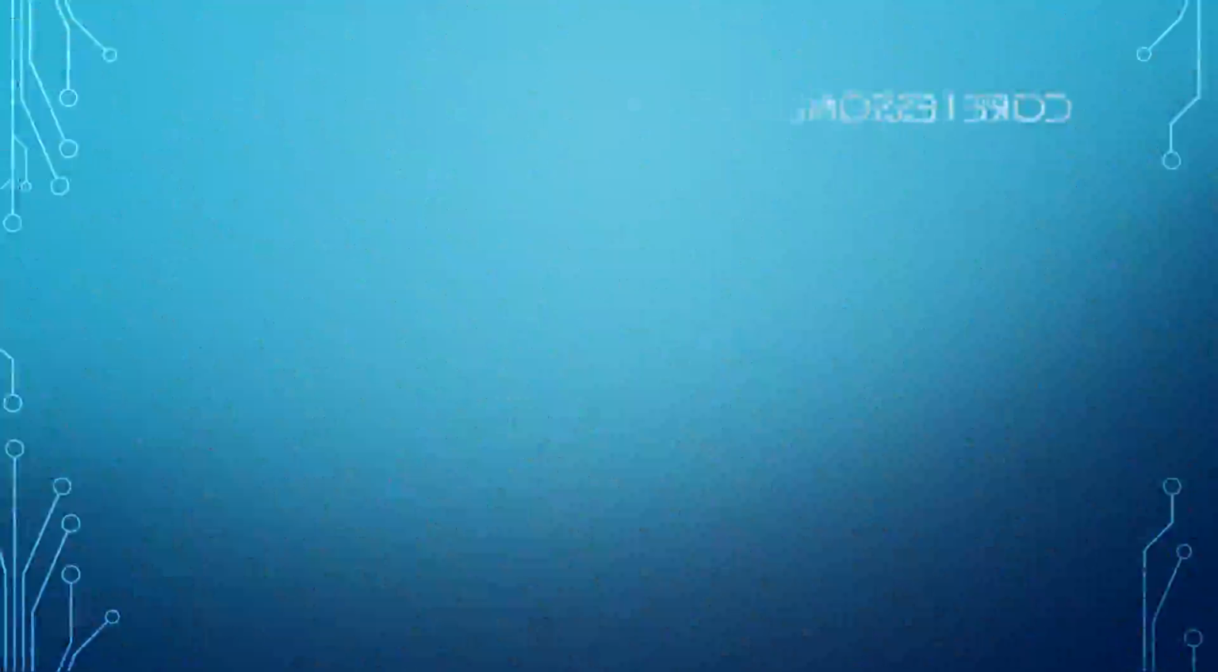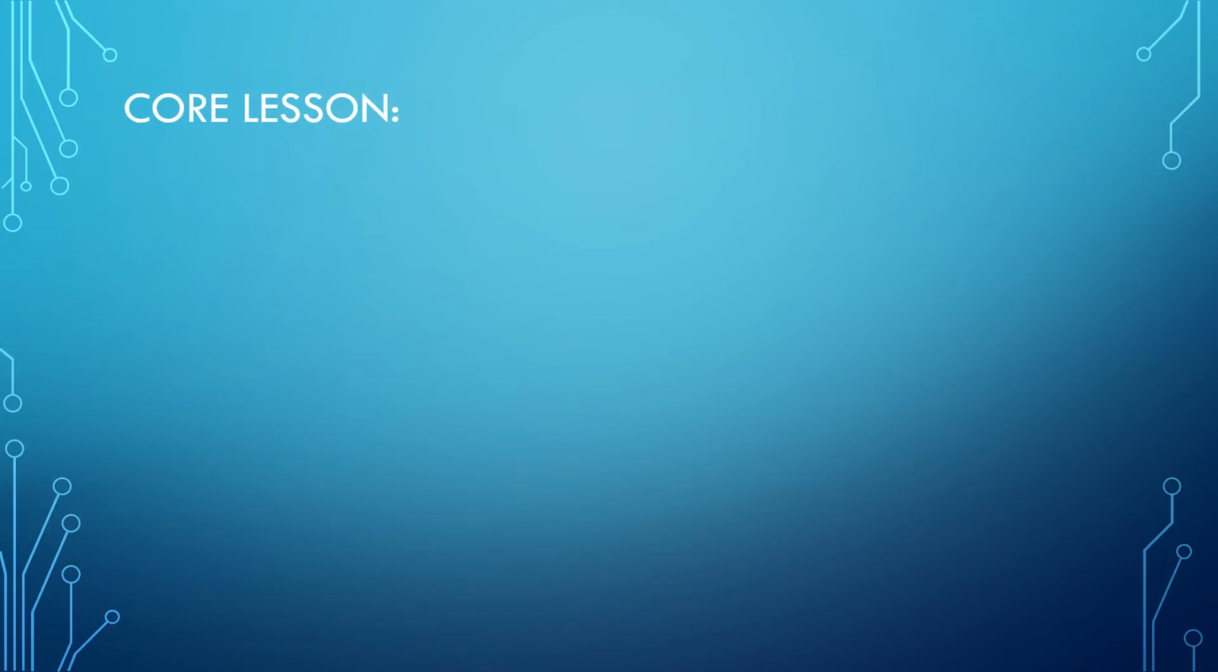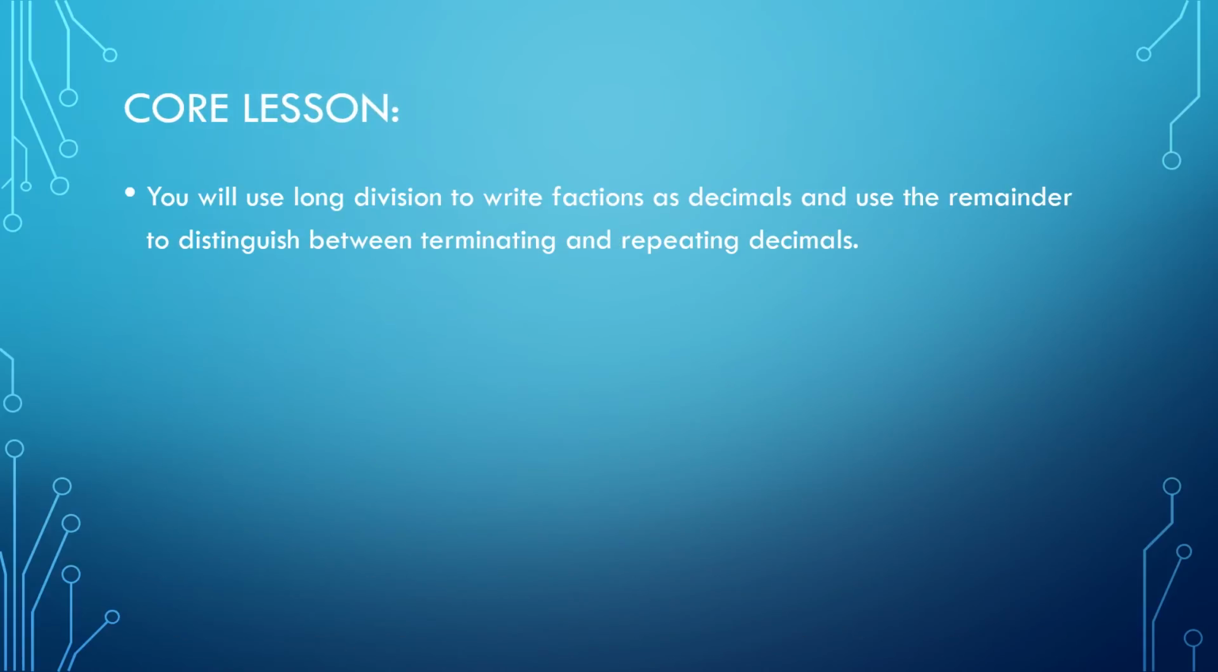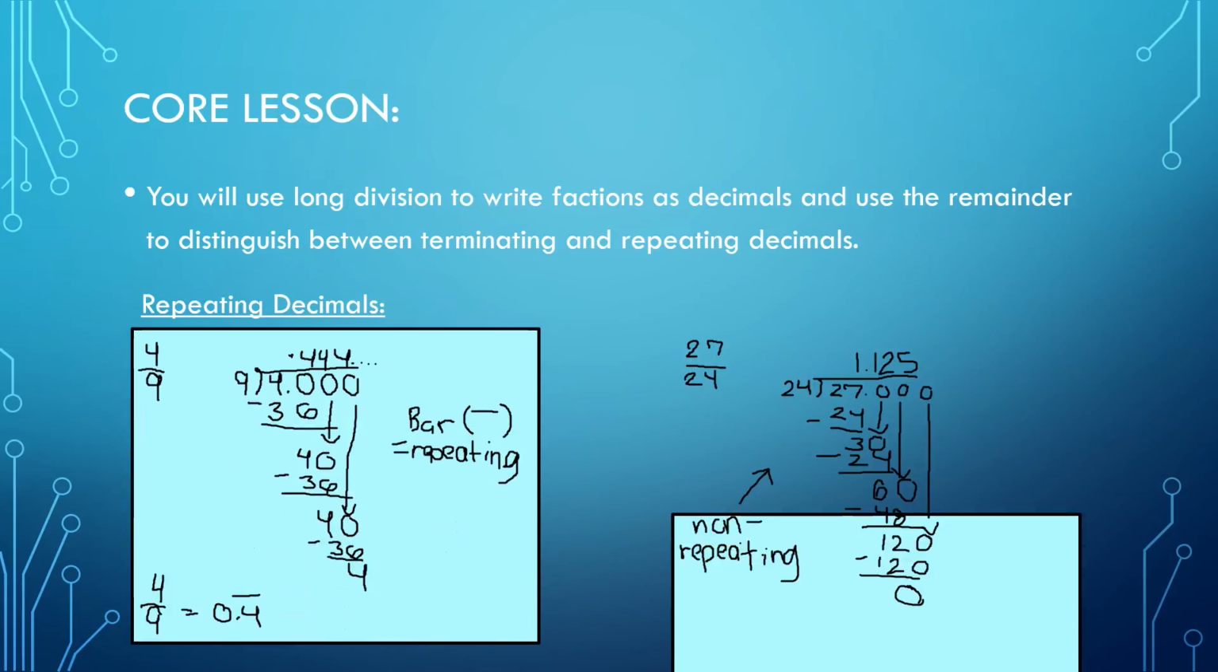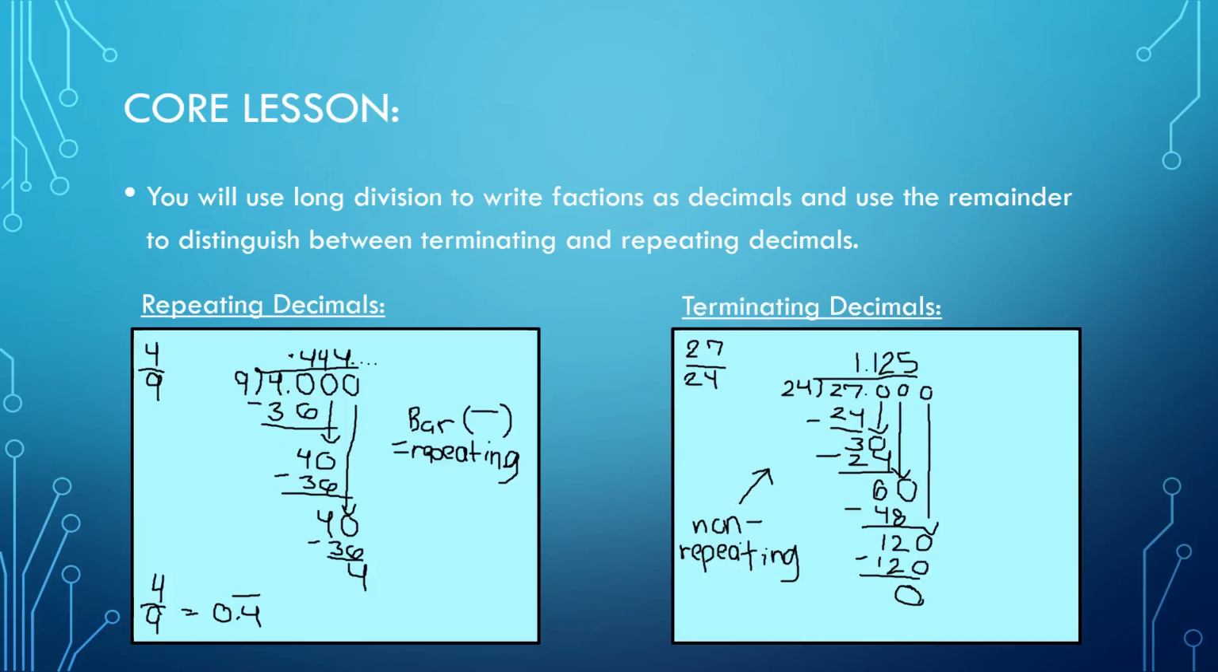Core lesson. You will use long division to write fractions as decimals and use the remainder to distinguish between a terminating and repeating decimal. Here is a repeating decimal example. For the first example, we start with the numerator being divided by the denominator. We should set it up like a regular fraction to decimal long division conversion. First, we divide 9 into 4, which is 0. From then on, we add zeros behind the numerator until we get a result. These zeros can be known as trailing zeros.